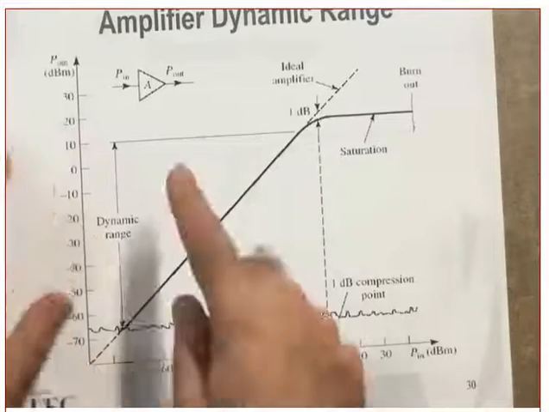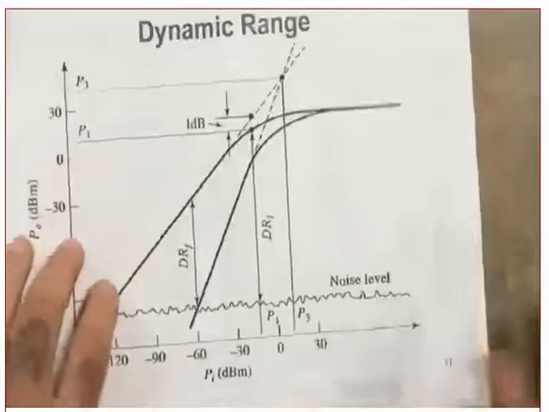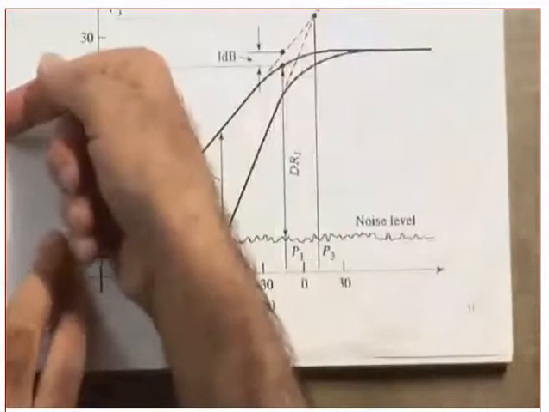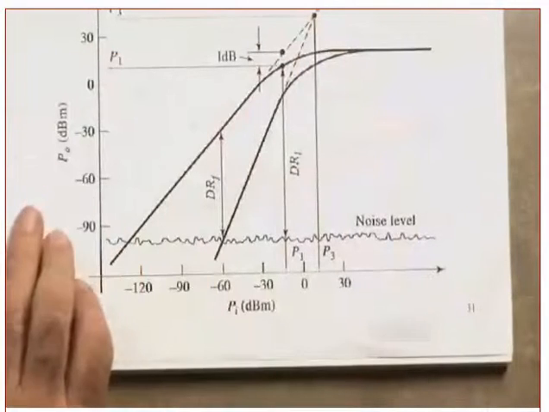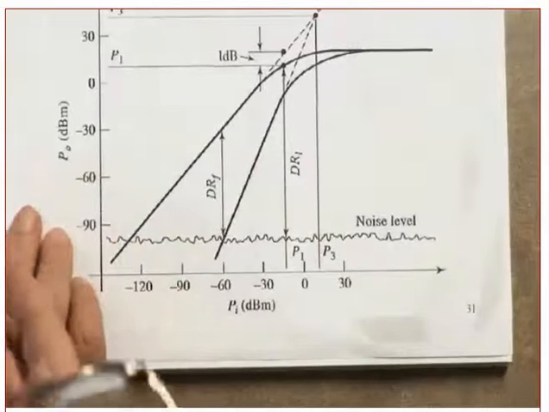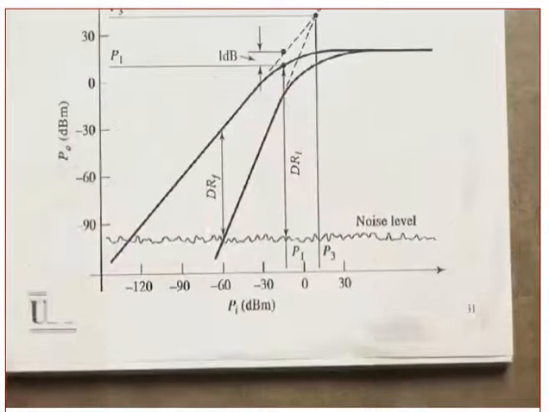It's a ratio. And this dynamic range, by the way, can be measured based on the input from the input side, or measured at the output side. Either in the input side or the output side, same thing. Did you get this or not? Because it's a ratio.